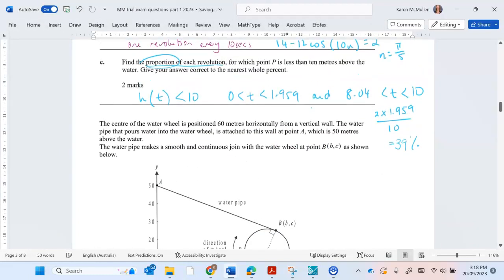Now I did say at the start, do it as a fraction, and then I realized it said to do it as a percentage, so we're converting it to a percentage, so 39%.